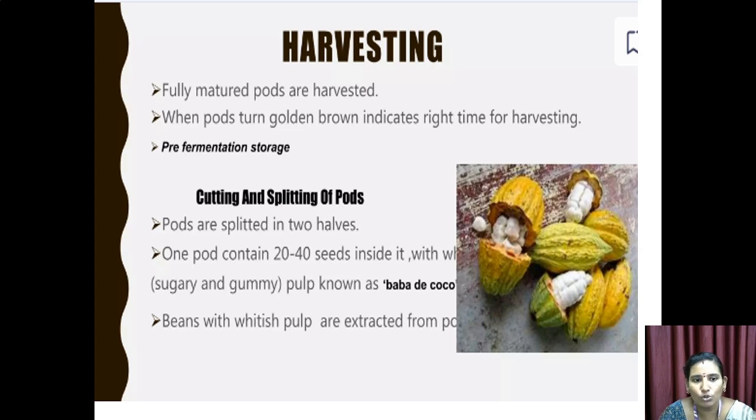Pods are split into two halves. One pod contains 20 to 40 seeds inside, covered with white sugary and gummy pulp known as cocoa. Then beans with whitish pulp are extracted from pods.